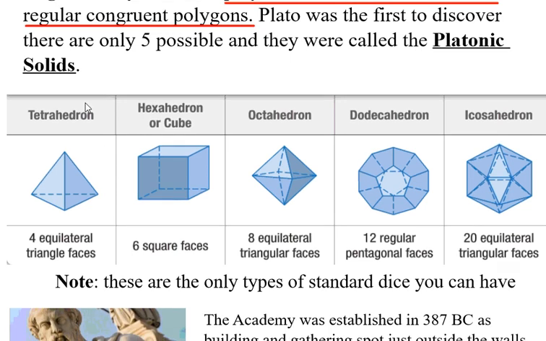The first one is a tetrahedron. It's the 3-dimensional figure we get from 4 equilateral triangles. Then we get the cube, 6 square faces. We get what's called the octahedron. That's when we have 8 equilateral triangular faces. We get what's called the dodecahedron, do meaning 2, deca meaning 10. It's a 12-sided figure where each side is a regular pentagon. And then we get the icosahedron, which is a 20-sided figure. Each side is an equilateral triangle. Those are the only ones that are possible.